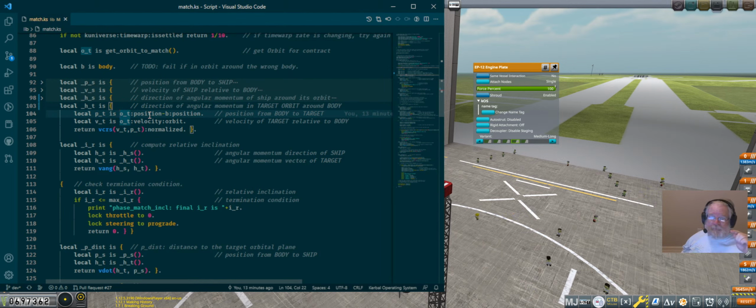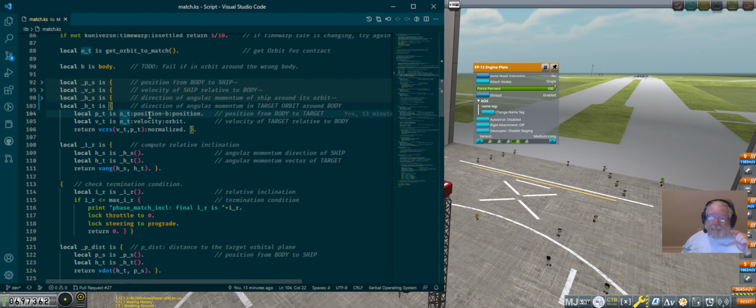So, what do we need now? Well, pdist is that perpendicular distance from where we are down to the target orbital plane, to the flat. And that we get by taking ps, which is the position of the ship, and we dot product it with our angular momentum direction vector of the target. So we've got our position here, and we've got the perpendicular vector here, and the dot product will basically give us just the component in that direction. Yay! Because HT is already normalized.